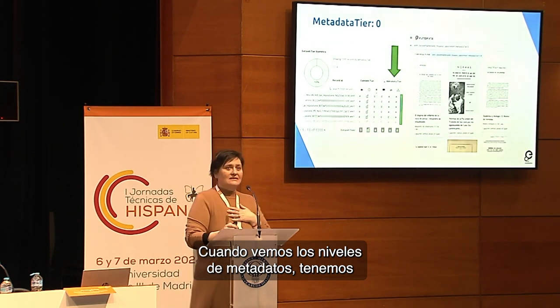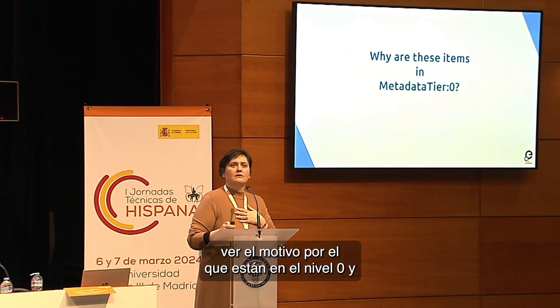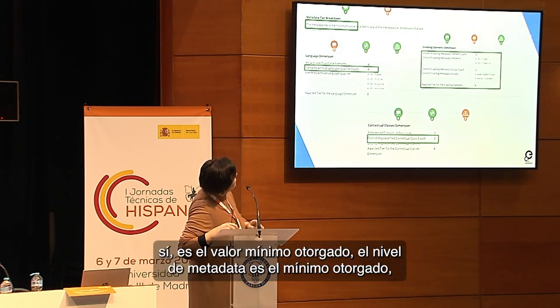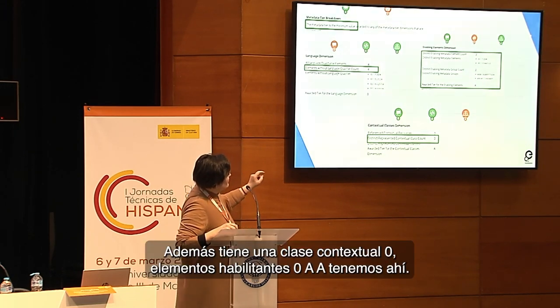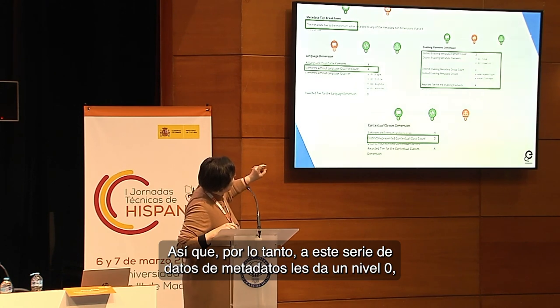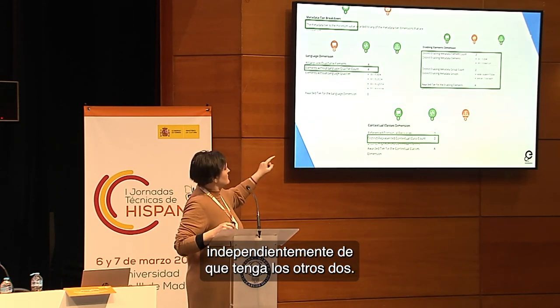Looking at the metadata tiers, we have metadata tier 0 in this case, and we want to see why those are metadata tier 0. The metadata tier is the minimum value awarded. There are elements without language qualifier 4, and distinct represented contextual classes 0, and enabling elements. So already we have 0, A, A. The tier that is given to this set is 0. It doesn't matter if it has the other two.